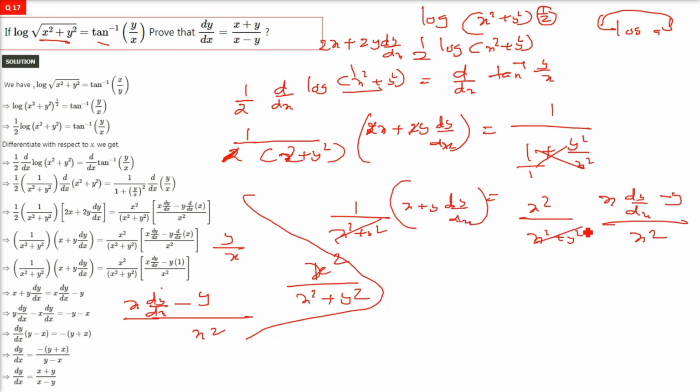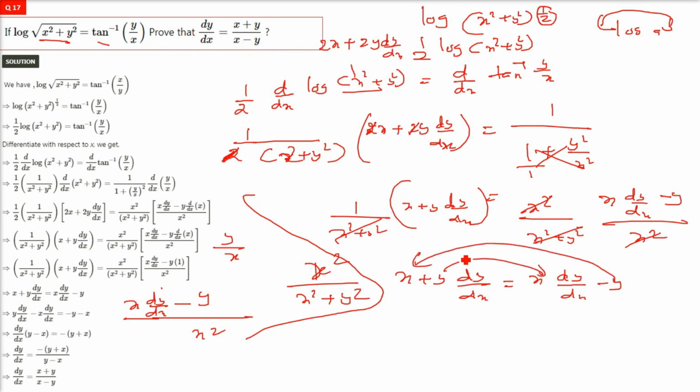Now this x square plus y square gets cancelled, this x square gets cancelled from here. Finally, what we have achieved is x plus y dy by dx is equal to x dy by dx minus y. Now, there is only one thing, which is rearrangement in order to get this solution. So, dy by dx on one side, others on the other side.